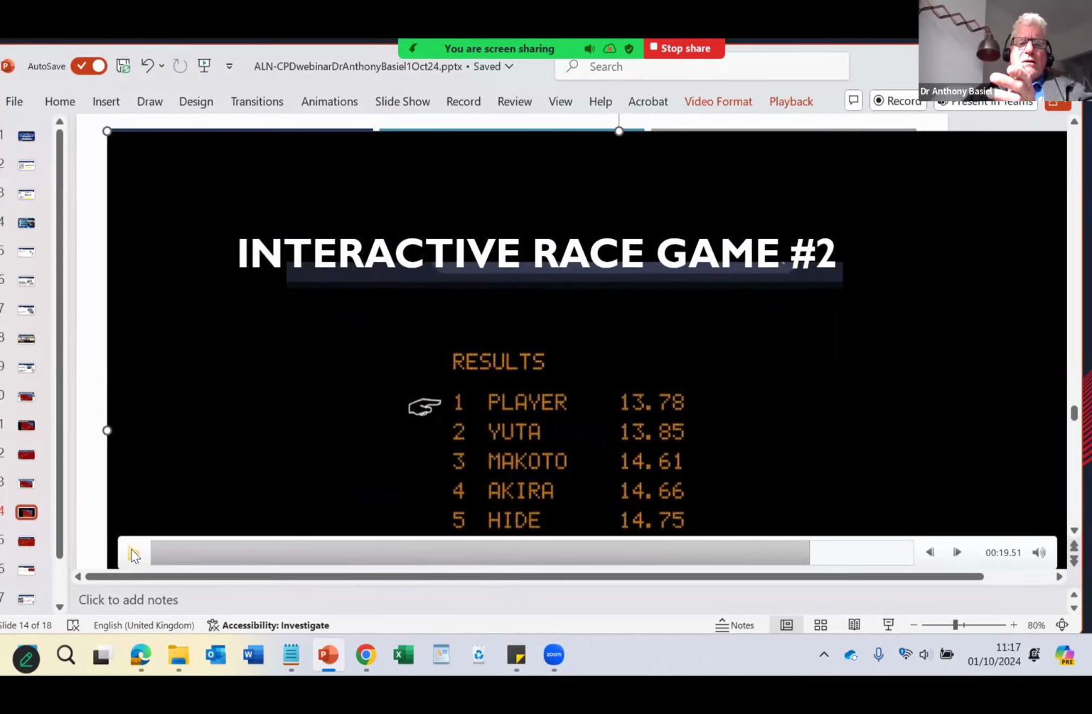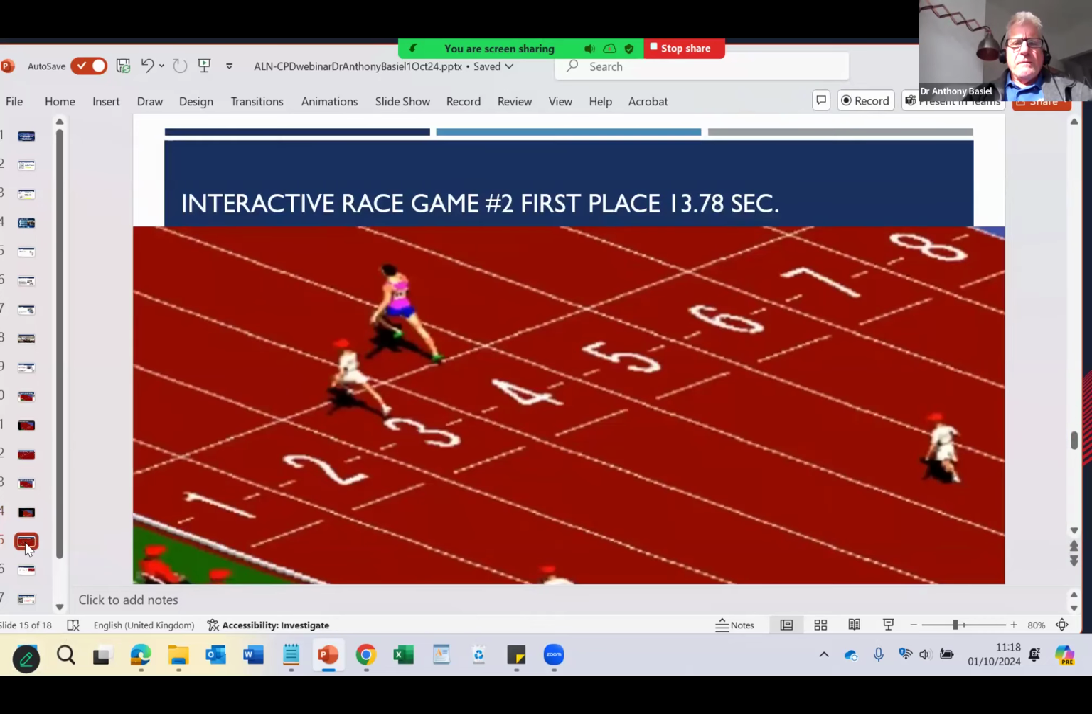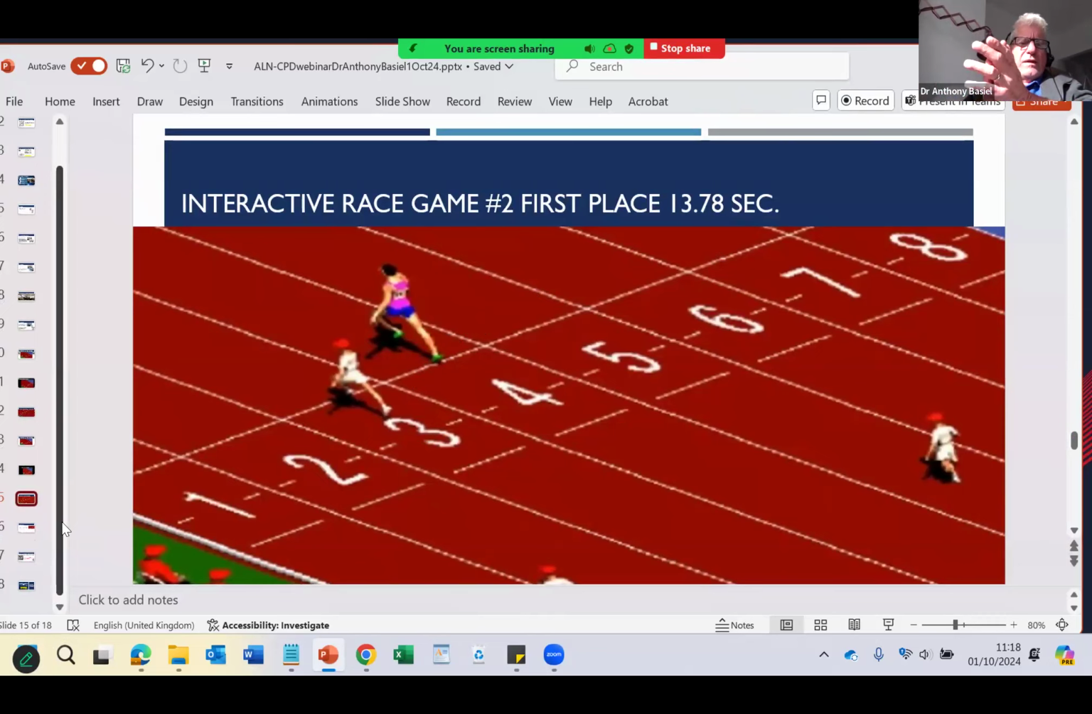Give yourselves a hand. Nicely done. Let's see our final results. Oh, this time we've come in first place, just barely ahead of the person in lane 3, with a time of 13.78 seconds. So from our first event to the second event, we have gone faster. Well done, everyone. Give yourself a hand.